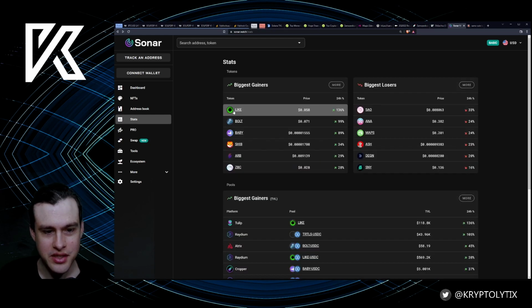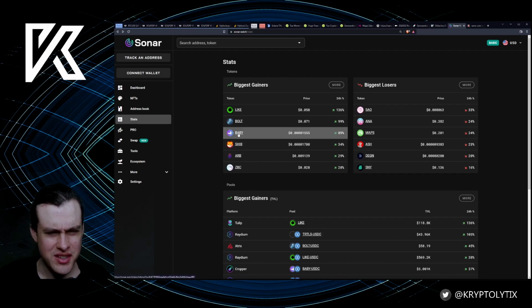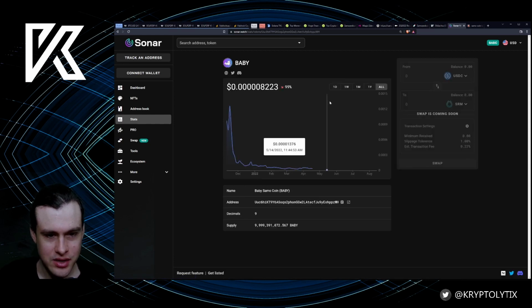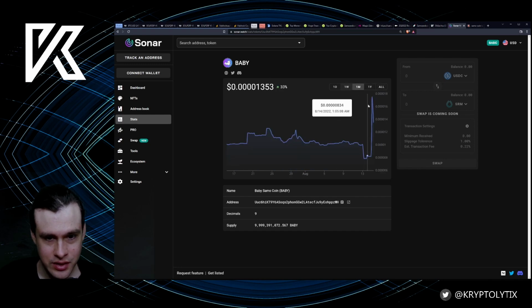I think I have some of this somewhere. I have a lot of tokens. But yeah, it seems like what Memecoin has run with Sheeb, because Sheeb right here, as you can see, 34%. Well, for some reason, baby Samoyed has run, and it looks crazy. It looks really bad, down 99%. And here we go. That's its spike up.